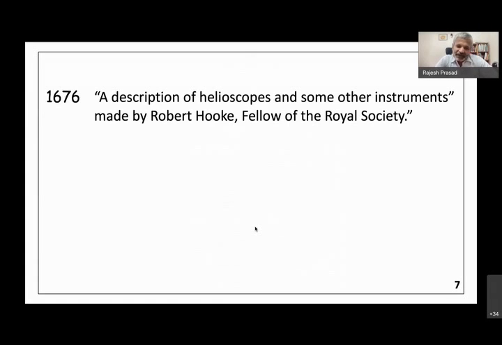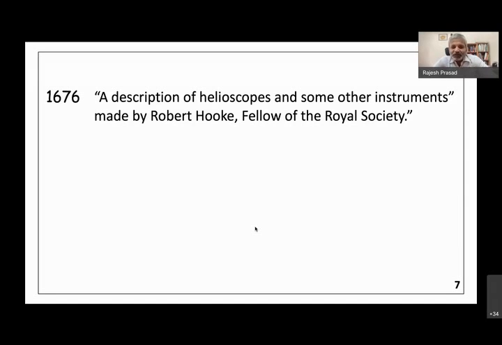Why are we interested in this talk about Robert Hooke? That was for an article he wrote 10 years after the fire, in 1676, and that article is on helioscopes, telescopes to observe the sun. So he was interested in astronomy. He was interested to observe the sun's surface and its sunspots. And he was an excellent instrument designer. So he was describing how to make good helioscopes.